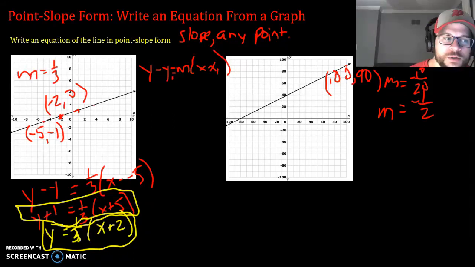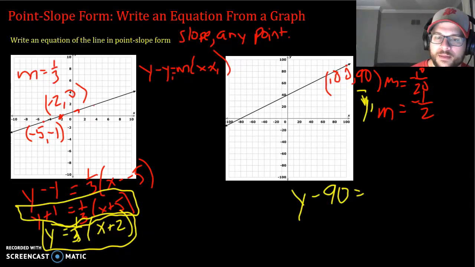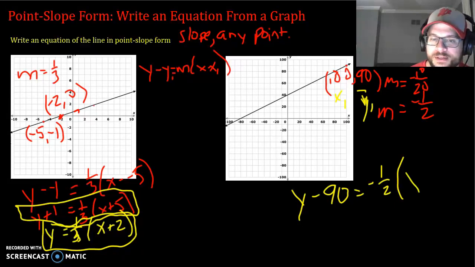Now we're going to plug this into our point slope formula. Y minus our y1 right here, which is 90, equals our slope, -1 over 2, times x minus our x1. That yellow on white is really hard to see, but I think you get the picture.